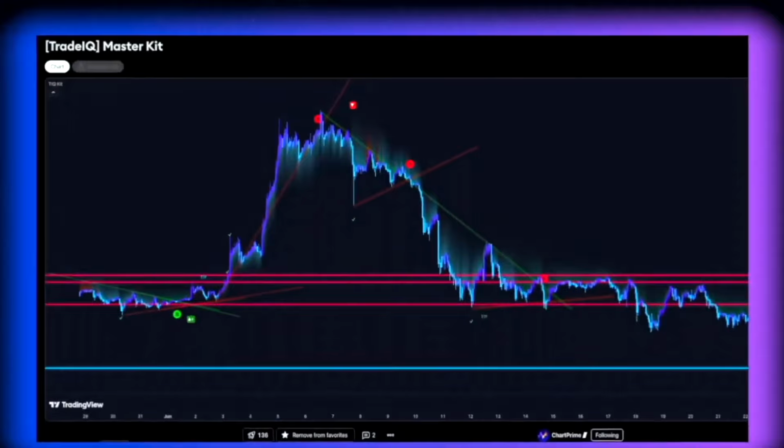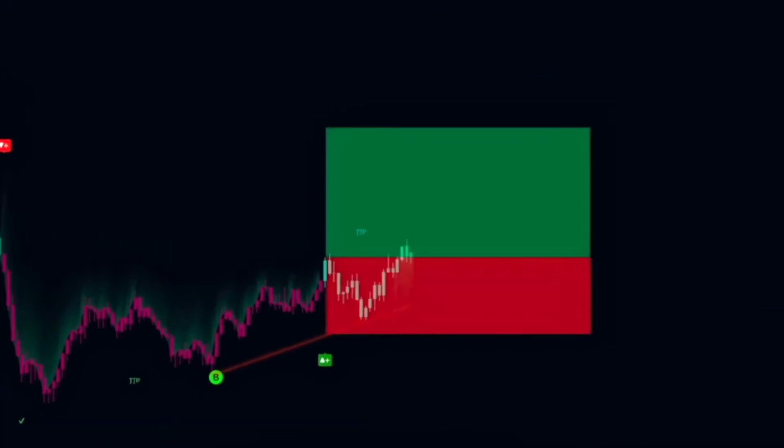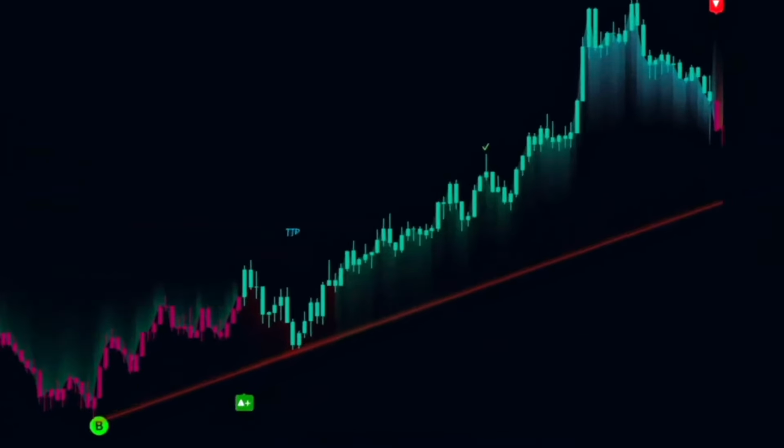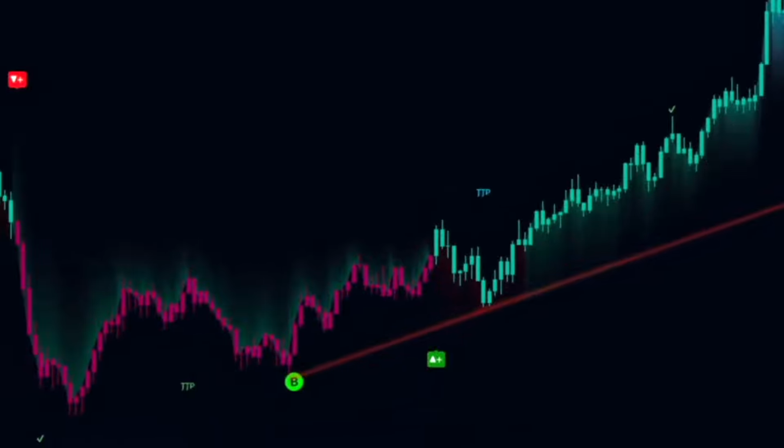Next up, the TradeIQ Master Kit. This bad boy is a full package, weaving dynamic trend signals, support and resistance zones, and more into a clear picture of price action. Its trend signals adapt to market moves, marked right on your chart for easy entry-exit calls.